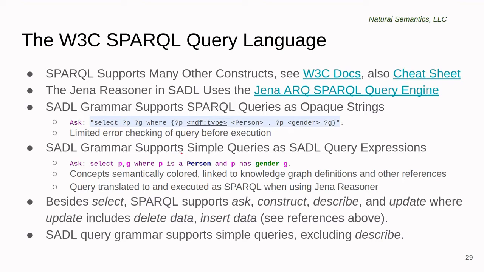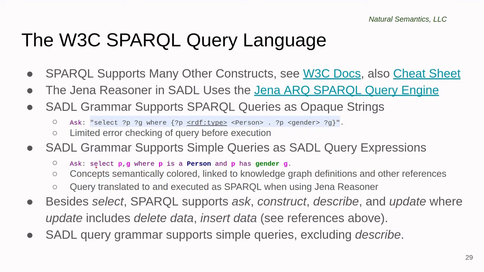The SADL grammar itself supports simple queries as SADL query expressions. So I can say ask colon, again the keyword for a question, a query, and then in the SADL grammar, controlled English, I can say select P, comma G. Note here that there's no question mark and the variables are comma separated. So it's a list of variables where P is a person and P has gender G. And I could also put filters in here. But if I have complex query expressions, then I will need to drop into SPARQL.